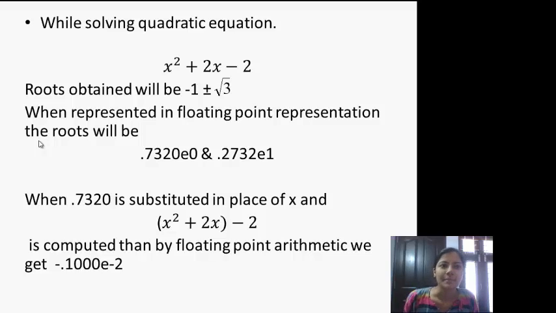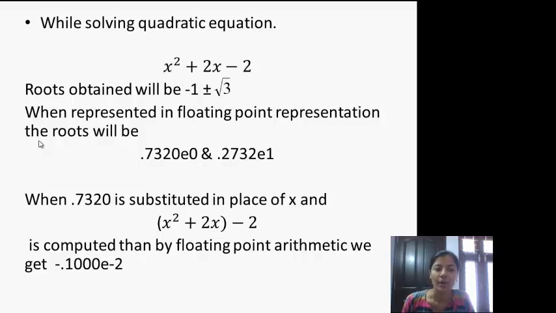Now I'll see a simple thing, that is, solving a quadratic equation. The quadratic equation I have taken here is x squared plus 2x minus 2. The roots obtained would be x equals minus 1 plus or minus root 3. When I represent this in floating point representation, I have 0.7320 E0 and 0.2732 E1.